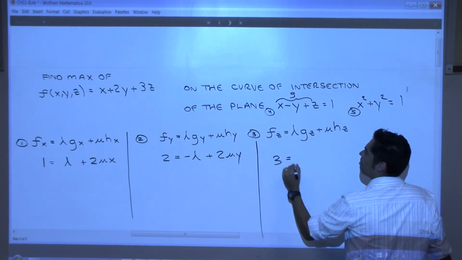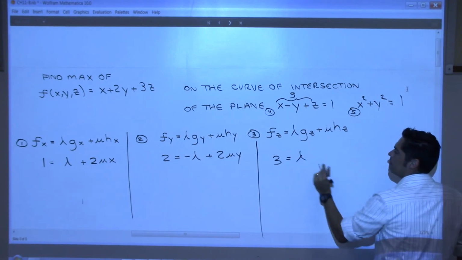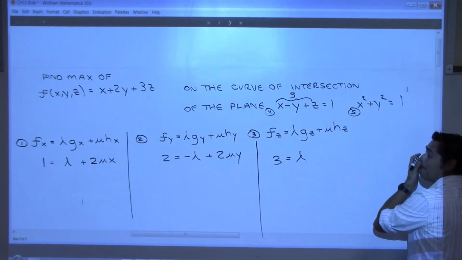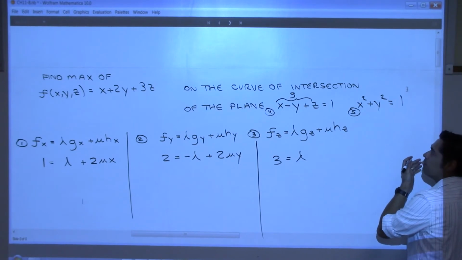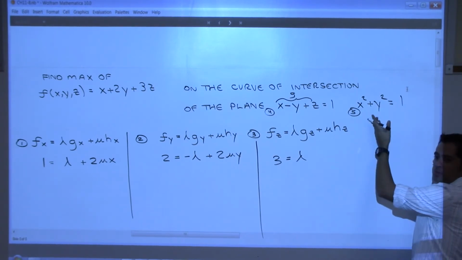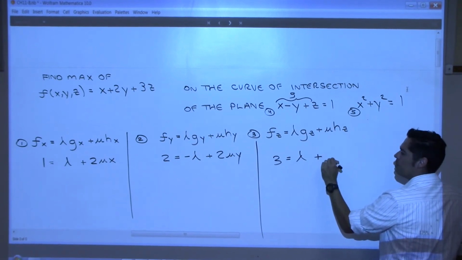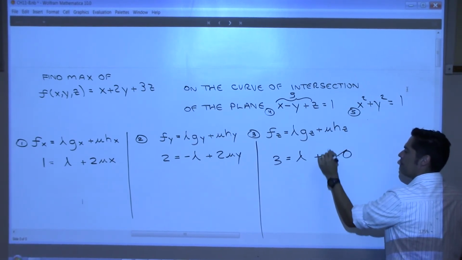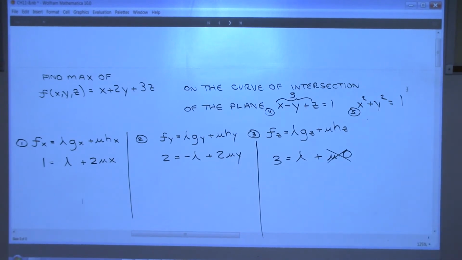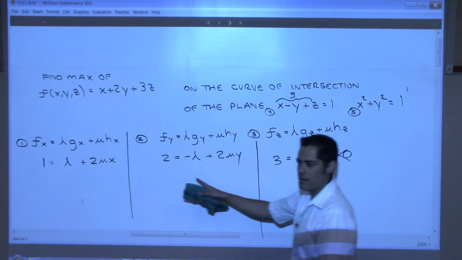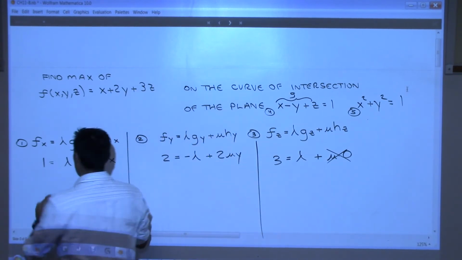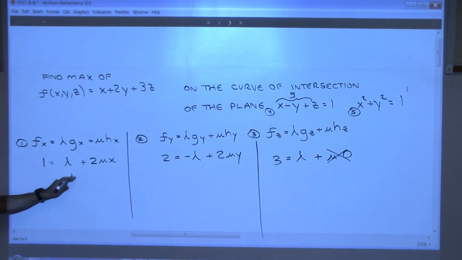We good? Third one? 3 equals lambda. Oh, we're so lucky right now. What's the partial of this with respect to z? 0, right? Plus mu times 0, but that means that's gone, which means lambda's 3. And once I know lambda's 3, I can come back over here. If lambda's 3, then this really becomes 3, then move it over to the other side. This is negative 2 equals 2 mu x, which means negative 1 equals mu x.